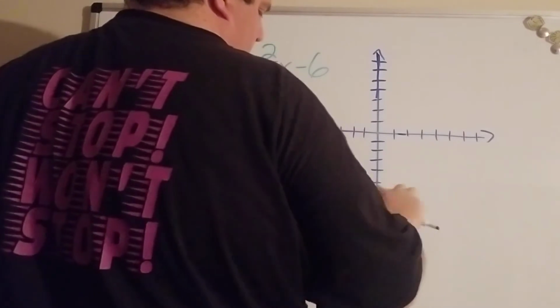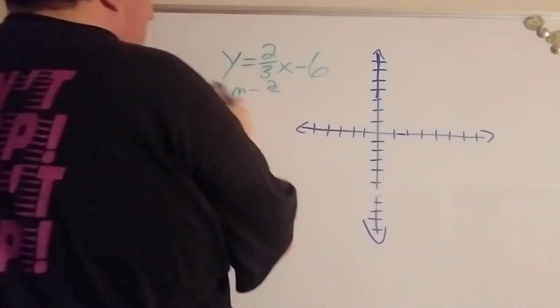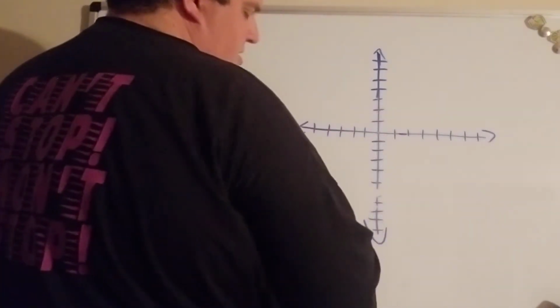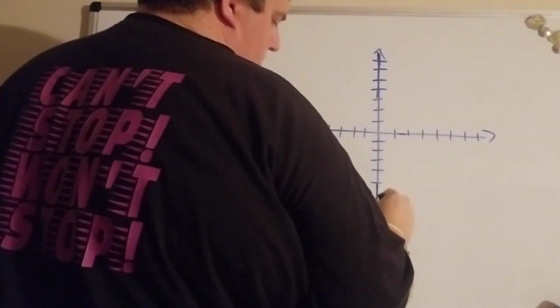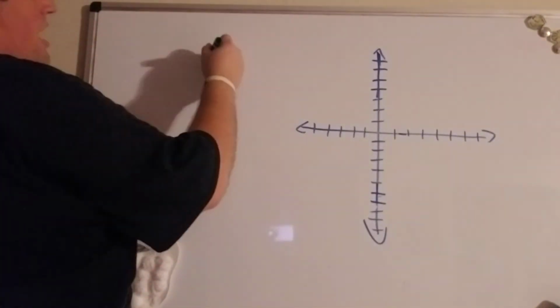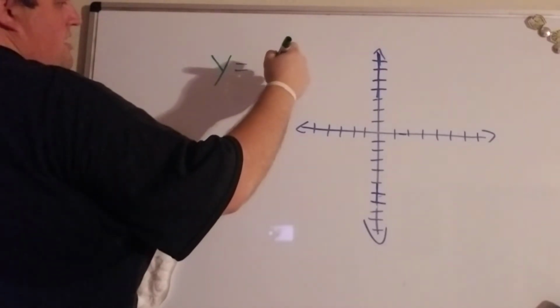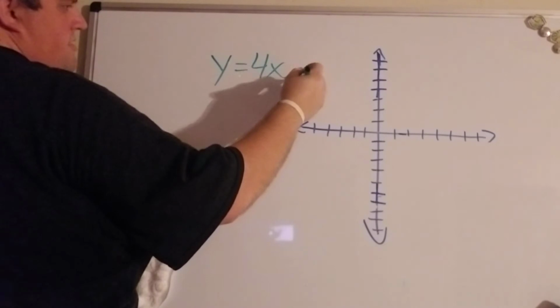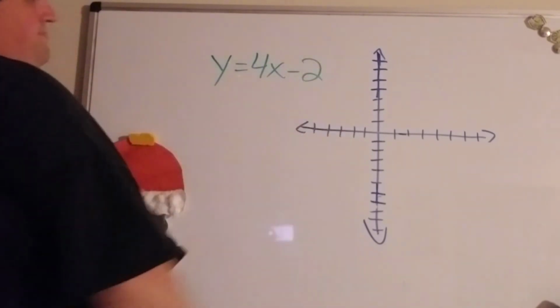Let's go with, and all of these that I'm going to give you today are in slope-intercept form. Like I said, later this week we'll talk about ones that are not in slope-intercept form. So let's go with y equals 4x minus 2.